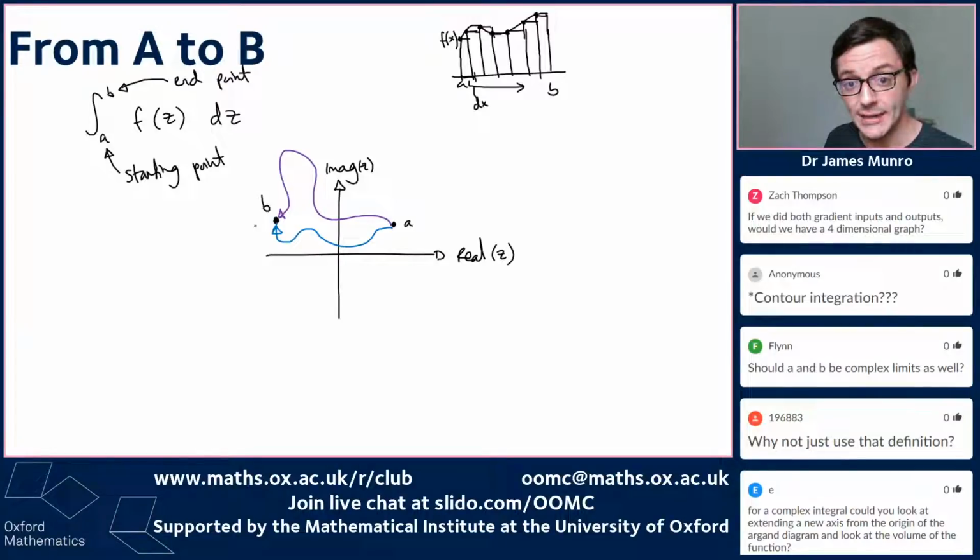Let's be really clear. This picture with the blue and purple arrows is just looking at how z changes. z is my input to my function. It's just looking at how z changes as I go from A to B. And in the real world, going from A to B, there's only one way to do it. You start at A and you go through all the numbers in between. In the Argand diagram, it's not clear which numbers are in between.